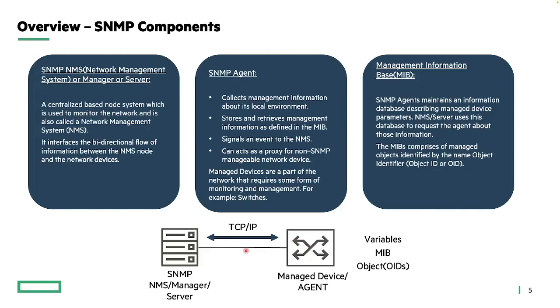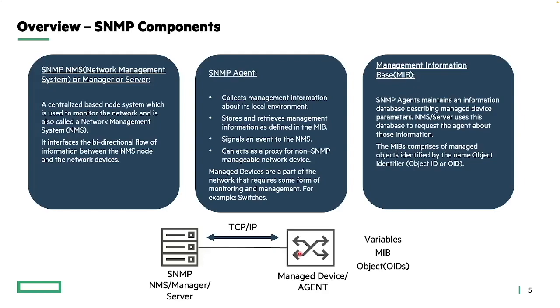So that's an NMS. Now, the SNMP agent collects management information about its local environment, stores and retrieves management information as defined in the MIB, which is predefined, signals an event to the NMS, and can act as a proxy for non-SNMP manageable network devices. Now, managed devices are a part of the network that require some form of monitoring and management. For example, in our case, switches. Right? That's an SNMP agent.